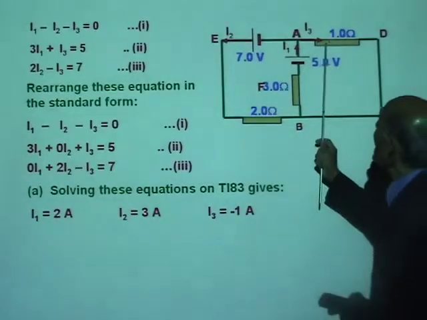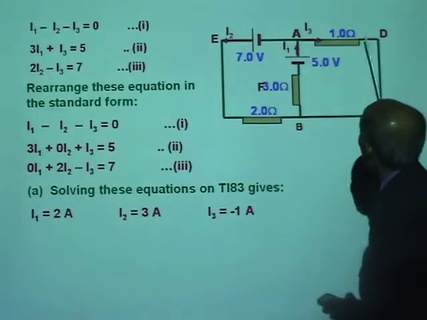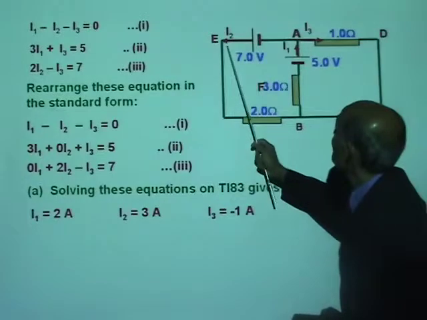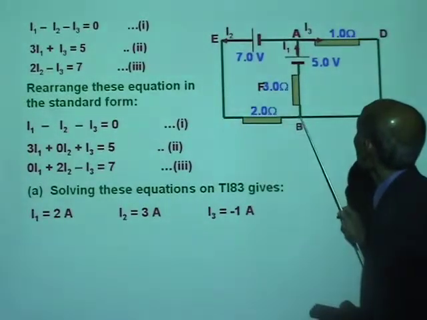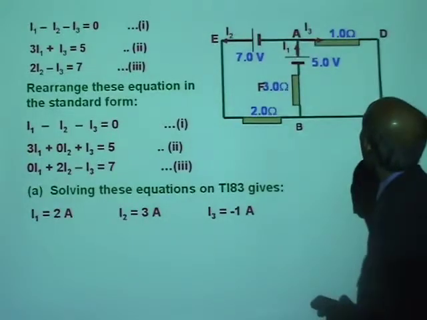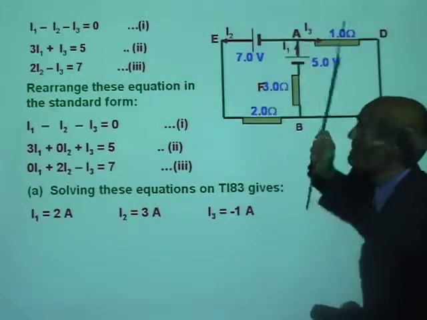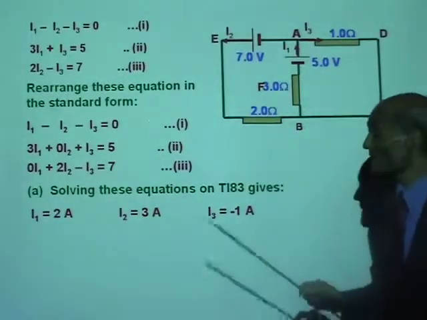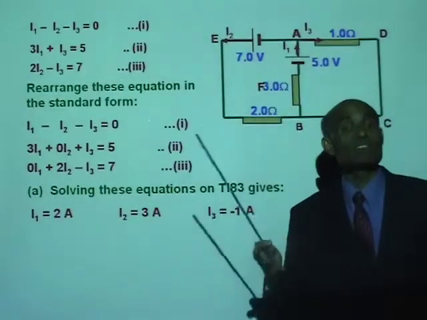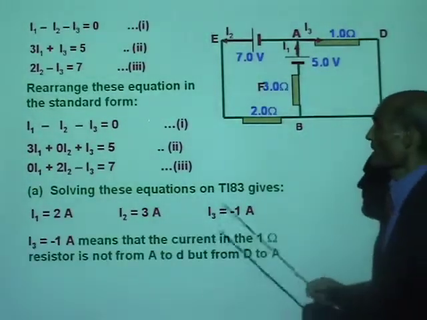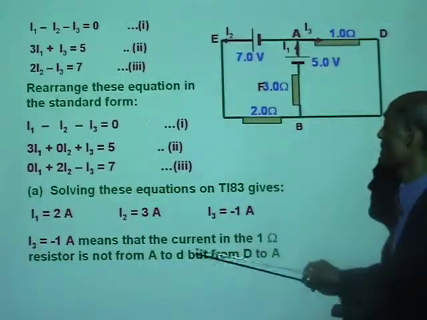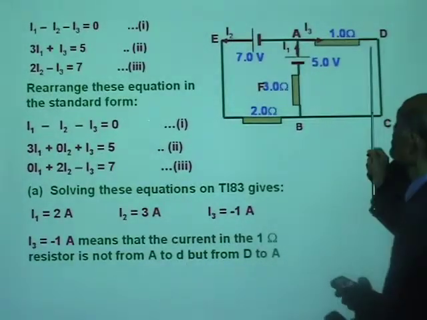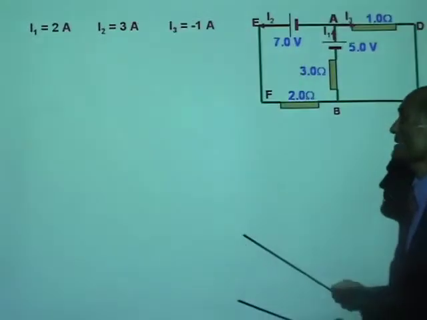It tells me that I3 is not really that way, it must be that way. In other words, a large current sent by this cell comes in, divides at B, then goes through the 1 ohm and joins here. That's what it means. I3 actually should be in the opposite direction. So it doesn't matter whether you made a mistake in assigning the direction of the current. I3 equal to -1 ampere means that the current in the 1 ohm resistor is not from A to D, but from D to A.